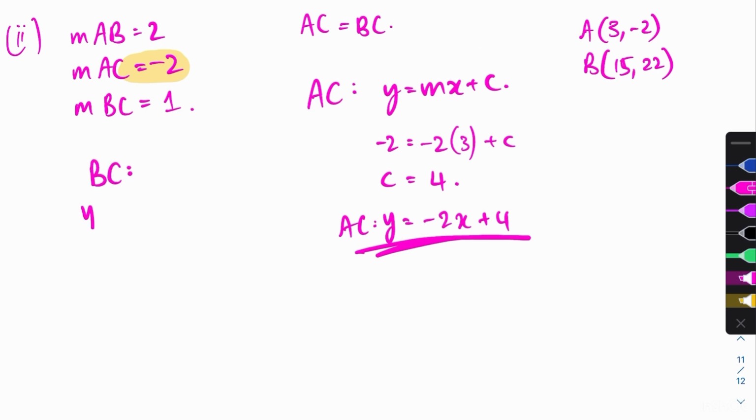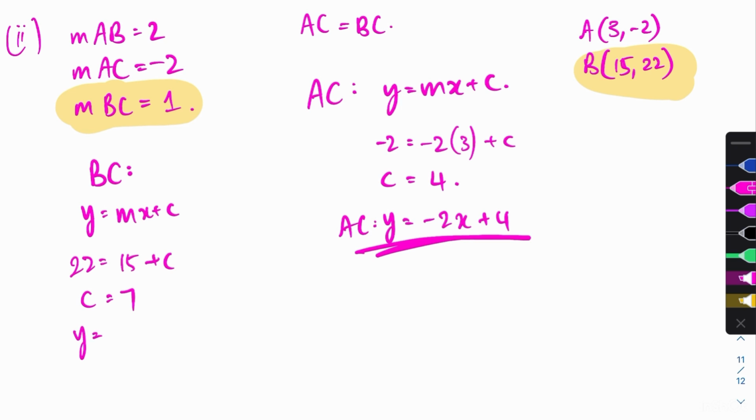BC. Again, starting with the general equation, y equals mx plus c. Now we'll be using the BC gradient and point B to find the equation. So B's y value is 22, the gradient is 1, x value is 15 plus c. C equals 22 minus 15, which is 7. So y equals, m value is 1, so just x plus 7. So this is BC's equation.